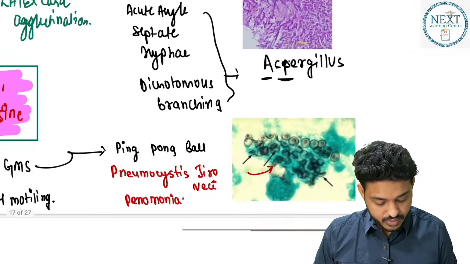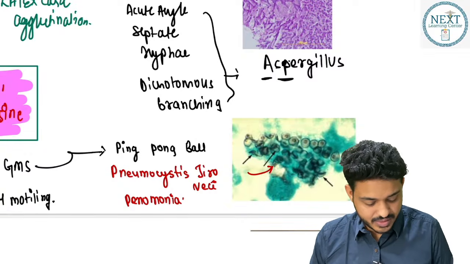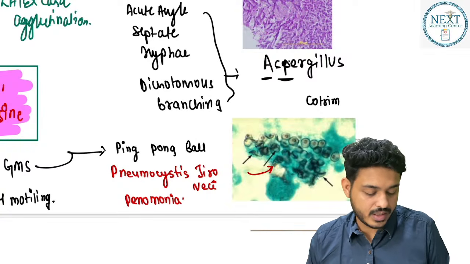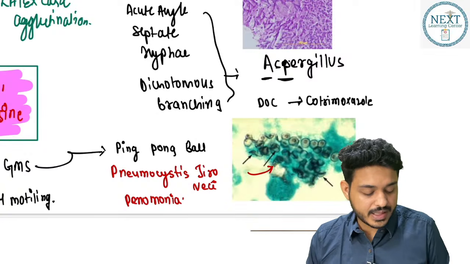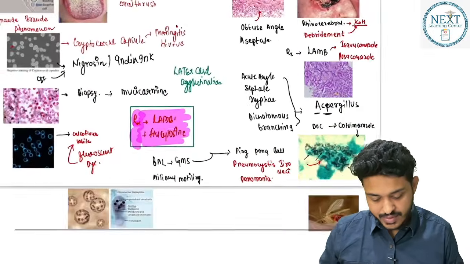How to treat, sir? For treatment you are going to give what? Again the same drug you are going to give. This is going to be what? Combination of trimethoprim plus sulfamethoxazole, cotrimoxazole. So this is going to be the drug of choice for this particular type of pneumonia, right? So this is going to be the pneumonia. This is going to be the thing we are having, right?